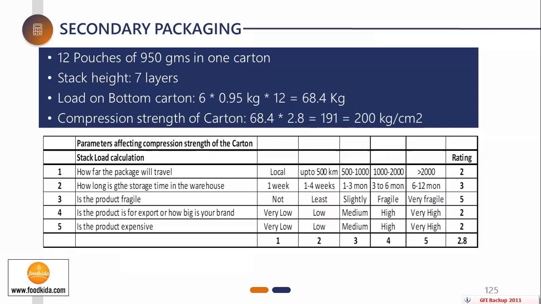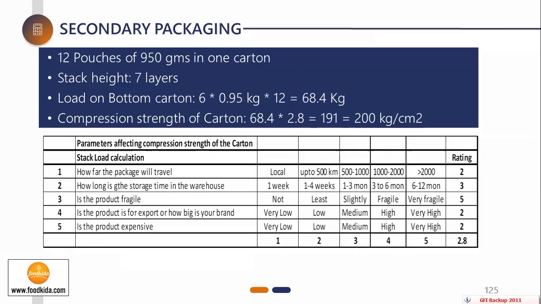Now, it's a simple calculation which I have taken. If I have 12 pouches of 950 grams in one mono carton, a carton containing 12 stand-up pouches of 950 grams, I want that particular box to be stacked in 7 layers.